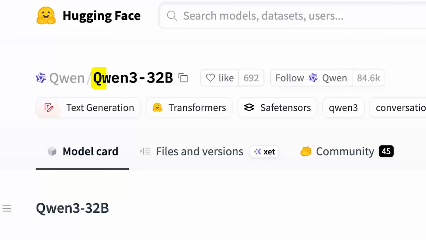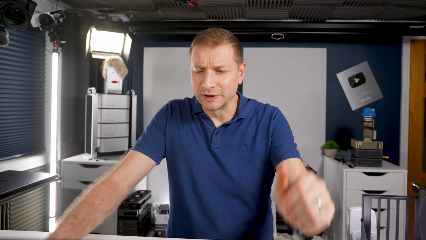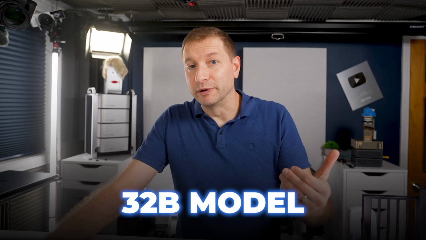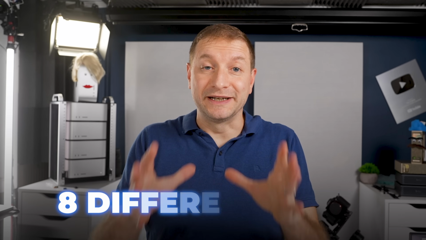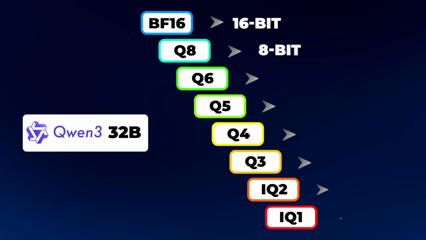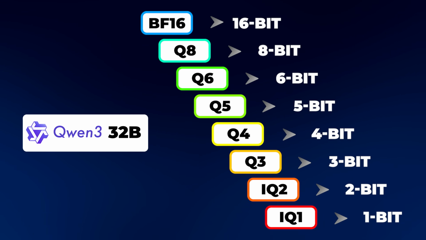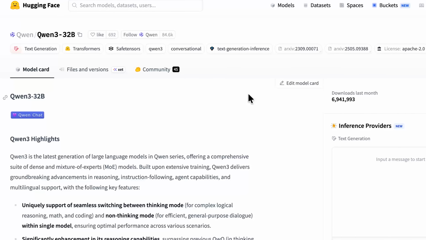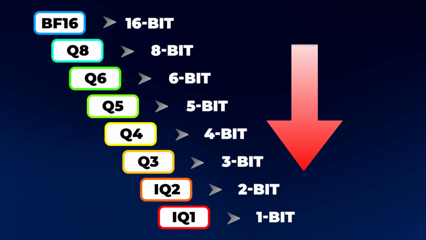So I took Qwen 3 32B. I know it's older, but for this purpose, it doesn't matter. It's a 32 billion parameter model, and I quantized it 8 different ways. Full BF16, which is unquantized, down to barely 1 bit per weight. So same parent model, same calibration, same Llama CPP build, only the bit width changes.